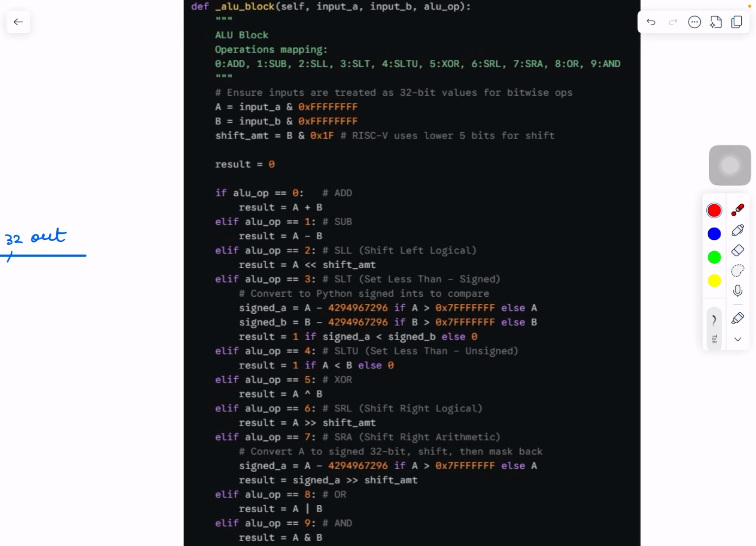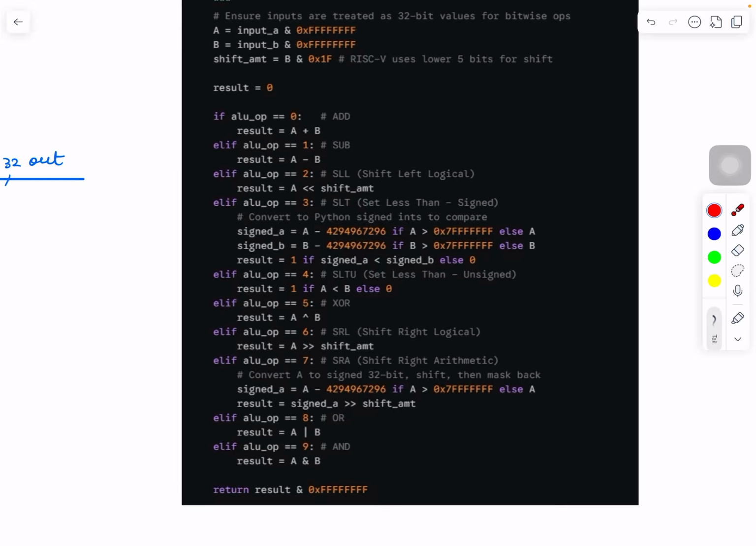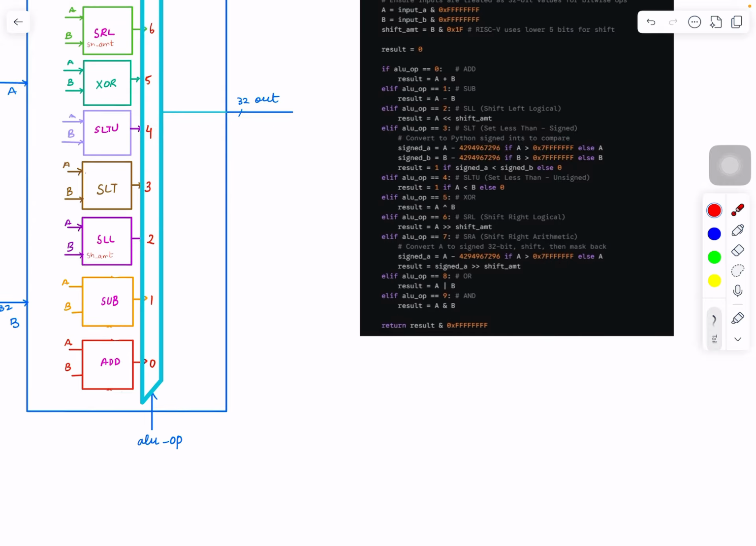Okay. Now here comes a little complicated part, and this is what I plan to explain. Set less than expects a signed number. In this one, I created a temporary signed A and signed B, and I did this: A minus this, if A is larger than this one. And later on we'll shift right arithmetic, which has something similar. So I want to explain this concept to you, and that's it then.